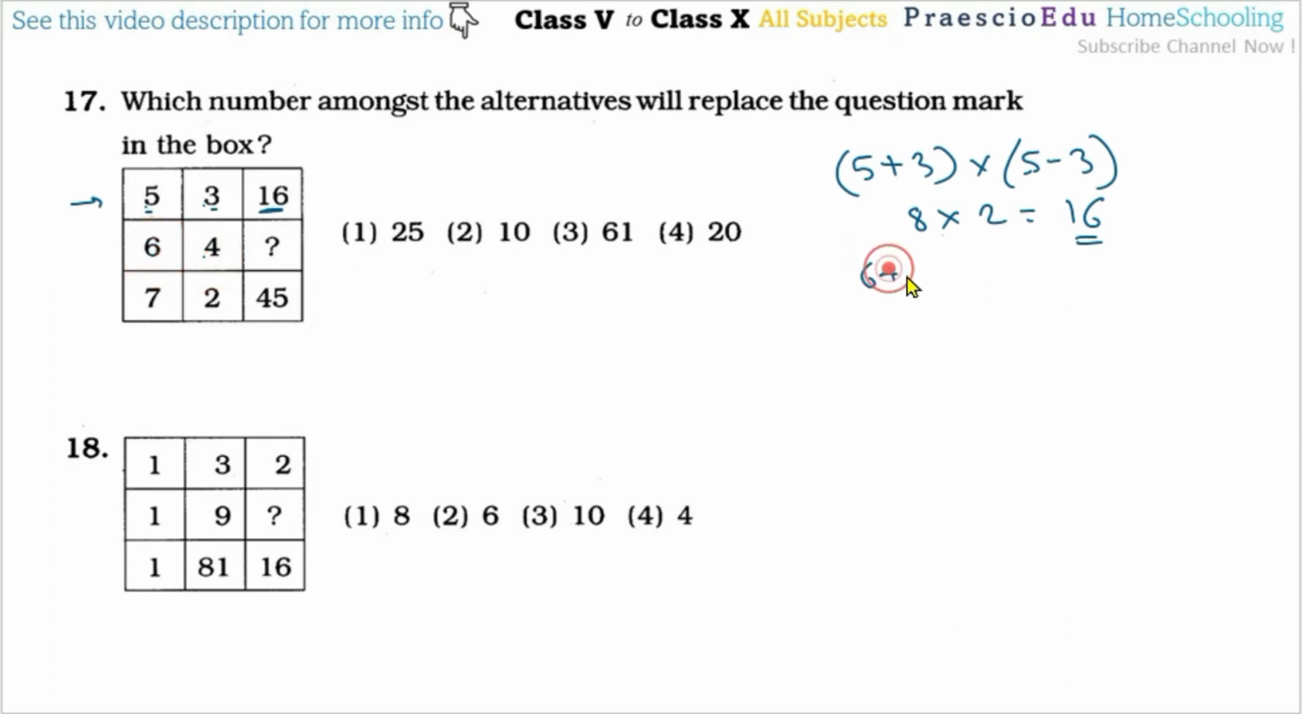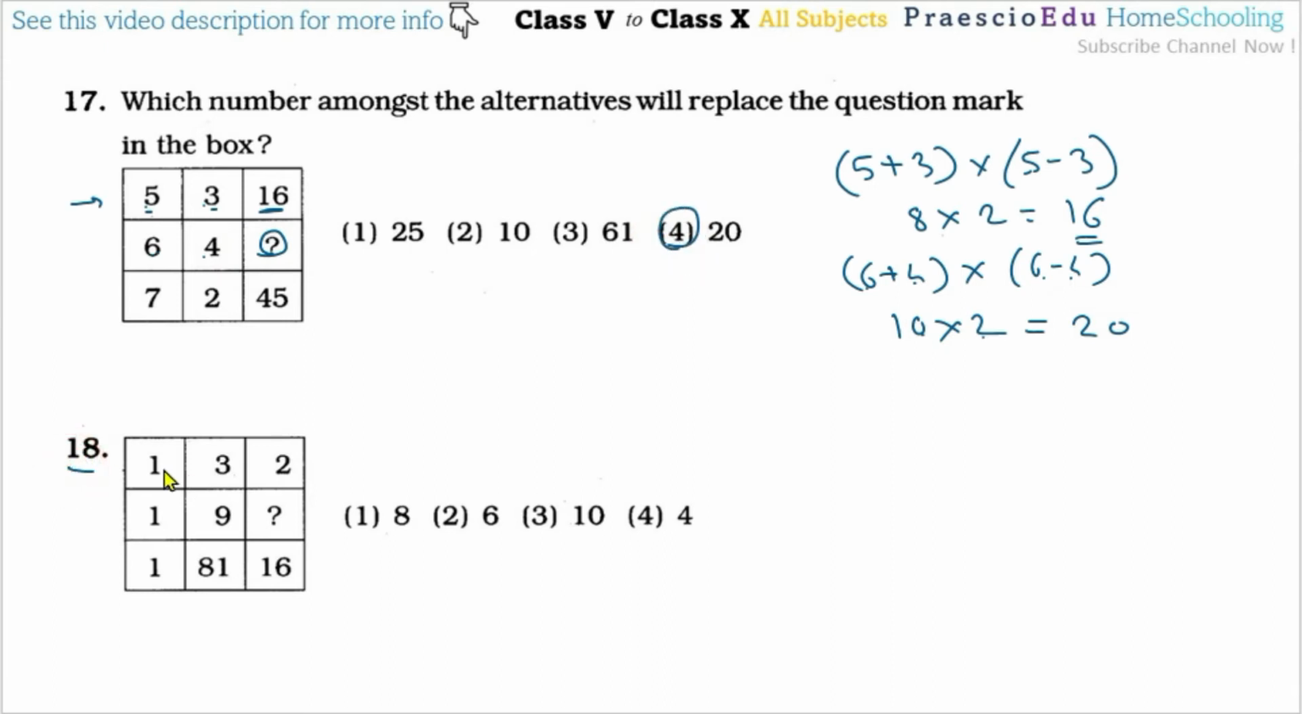So 6 plus 4, and then multiplication with the 6 minus 4 means addition and then subtraction, or we can say the difference. So 6 plus 4 is 10, multiplied by 6 minus 4, which is 2. So 10 multiplied by 2 is 20. So 20 can replace the question mark, and 20 is given in option number 4.